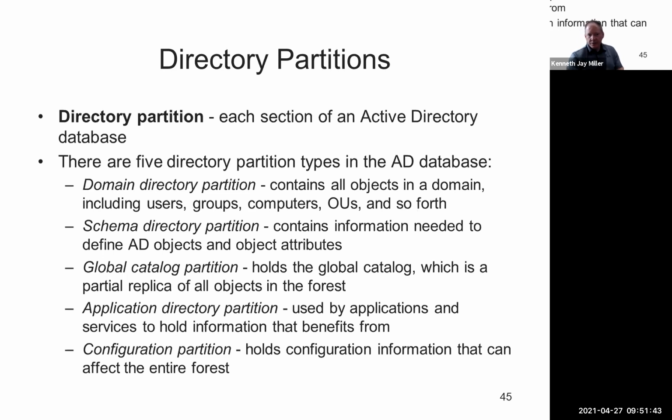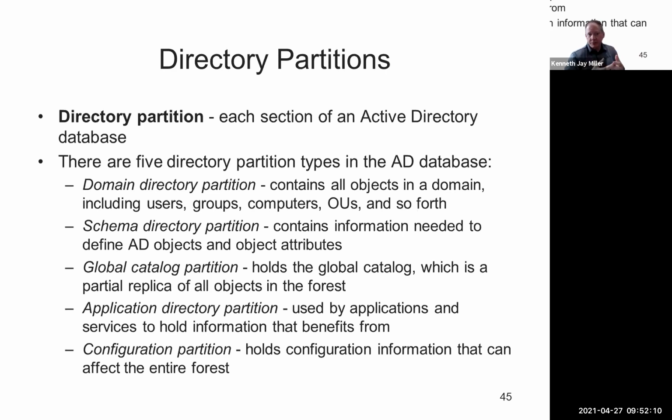The domain directory is where the data in the database for all the objects in the domain, including the users, groups, computers, OUs, and so forth, is stored. It's actually stored as a file on a particular partition. You have a schema directory partition that has all the information about how those objects and object attributes tie together.